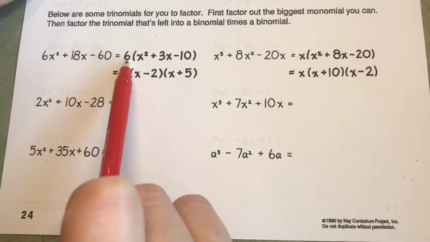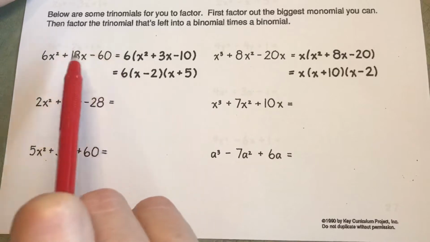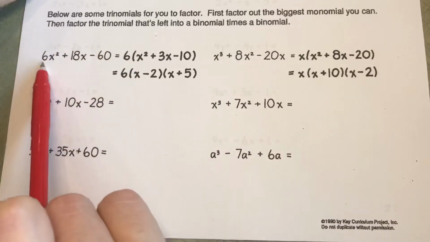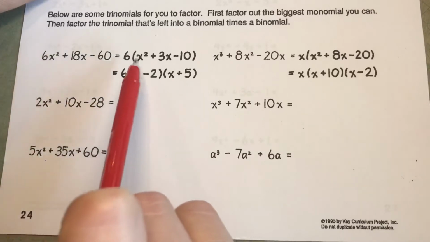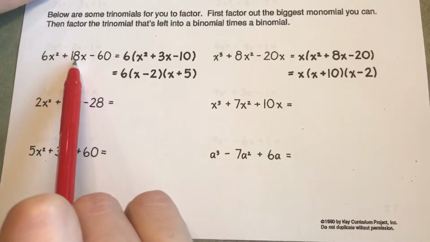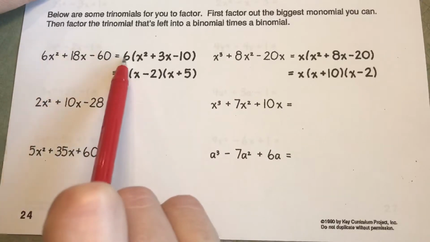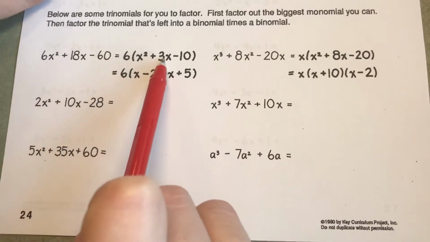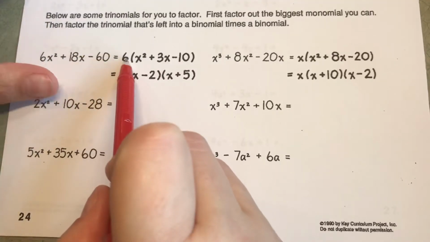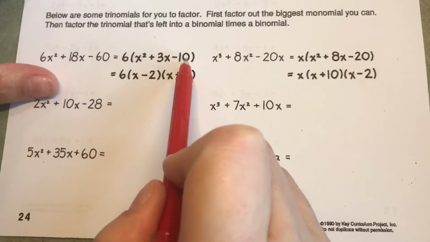So then you have 6 times x squared, because 6 times x squared would get us back to that 6x squared, and 3x, because 6 times 3x is 18x, or 18x divided by 6 is 3x. You could look at it that way. And then negative 60 divided by 6 would be negative 10 that's left there.